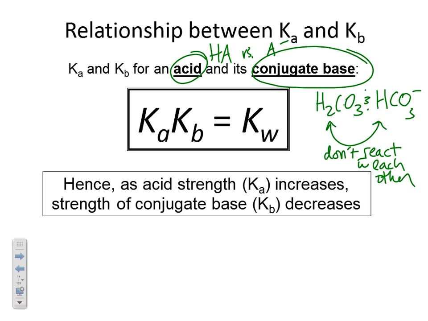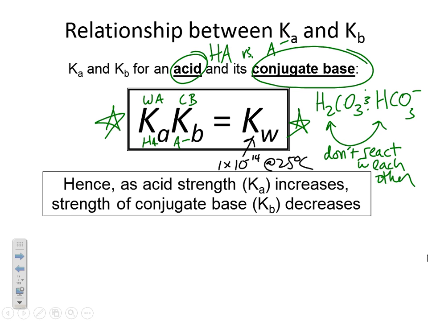And we have this relationship. This is shown numerically here. The Ka for a weak acid and the Kb for its conjugate base. So this would be HA and this would be A minus. When you multiply them together, you get Kw. This is the Kw for water. So this is 1 times 10 to the minus 14th at 25 degrees Celsius. They always have to equal the same number.